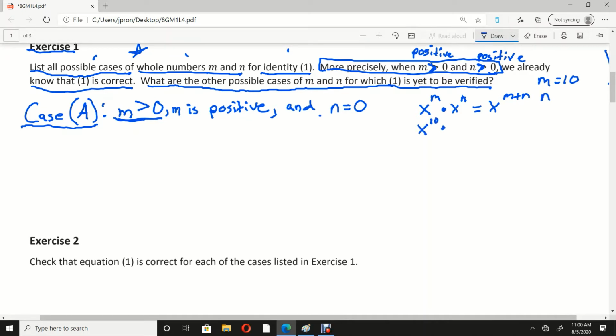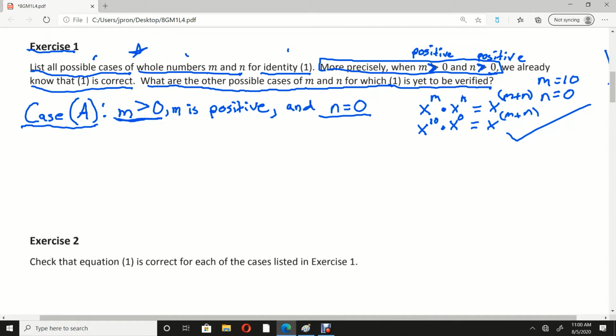And now we're saying n is 0. So x to the nth, which is x to the 0 in this situation. Now the question is, does this still equal x to the m plus n? Yes. And again, this always works. It doesn't matter what values m and n are.